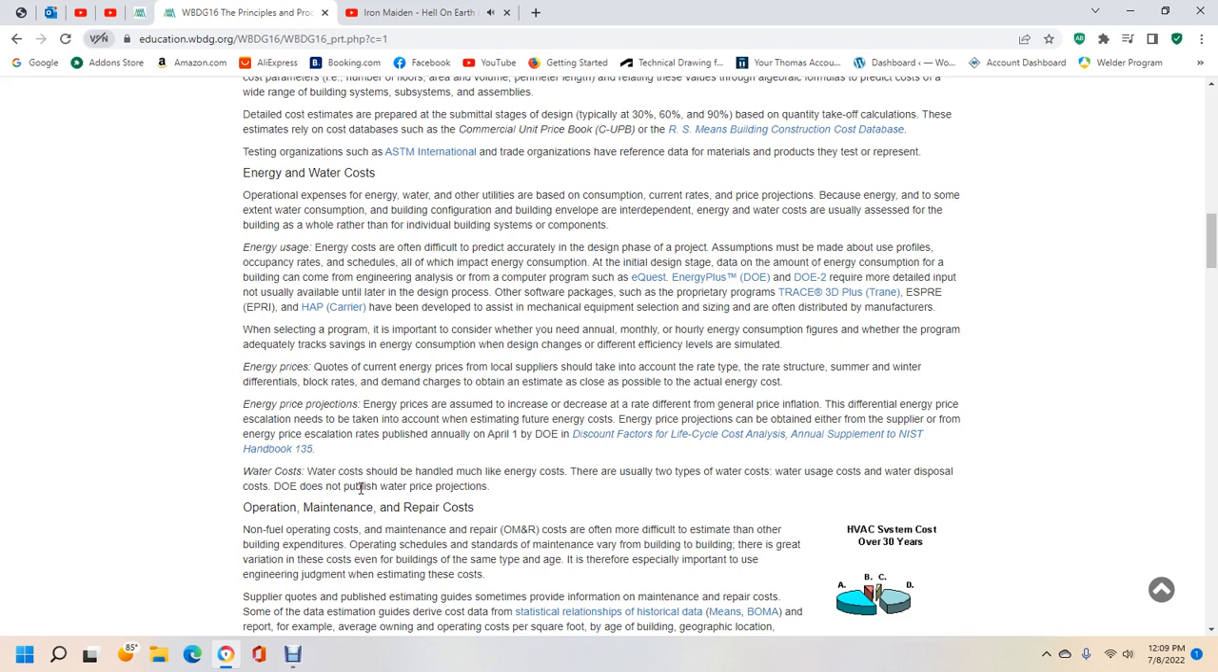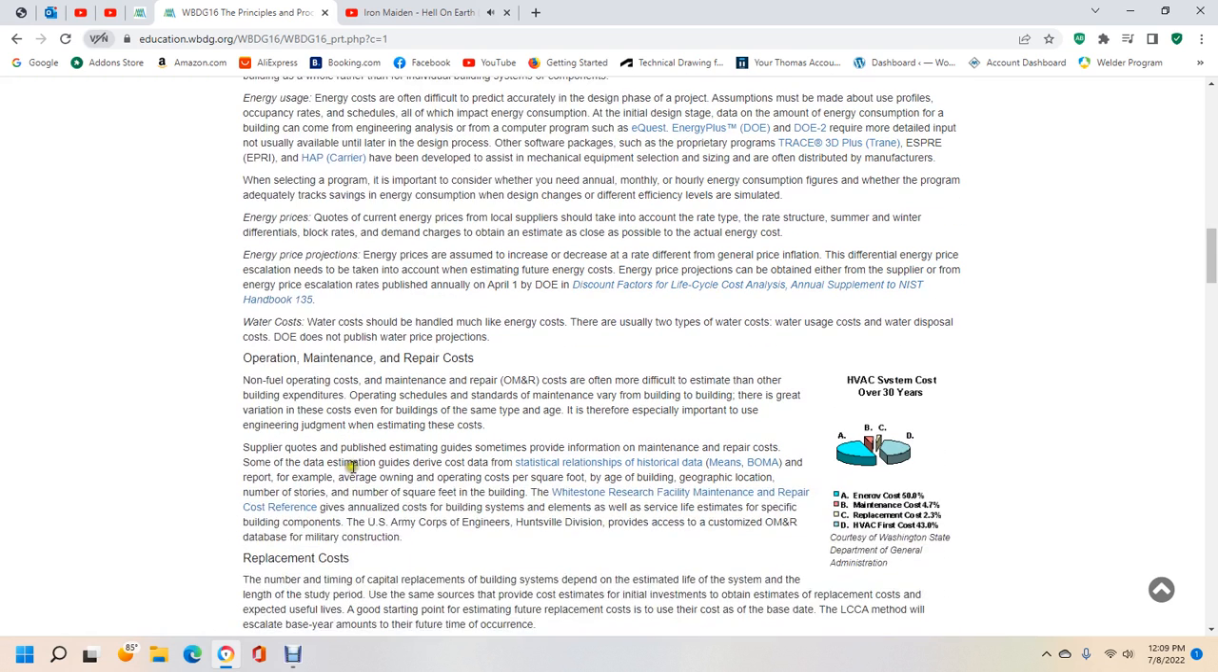Energy price projections. Energy prices are assumed to increase at a rate different from general price inflation. Differential energy price escalation needs to be taken into account when estimating future energy costs. Energy price projections can be obtained either from the supplier or from energy price escalation rates published annually, as of April 1st, by the Department of Energy in the discount factors for life cycle cost analysis annual supplement, NIST Handbook 135.